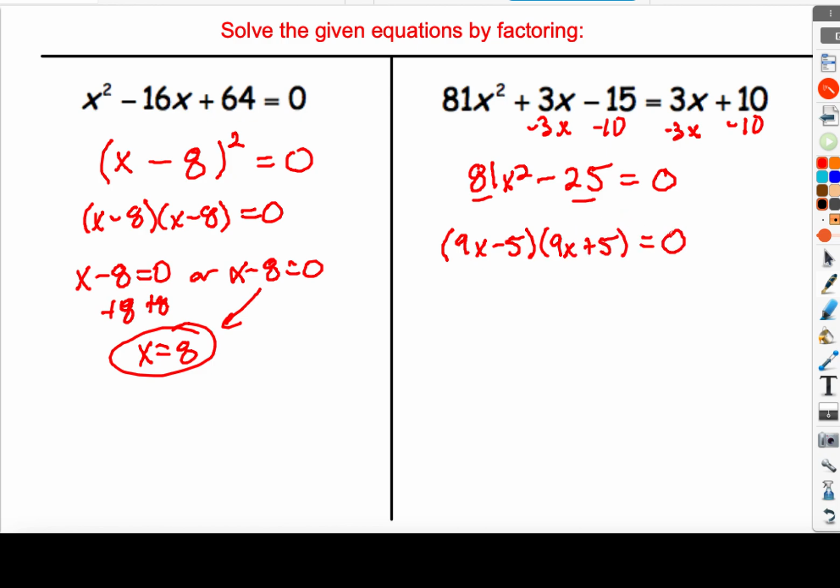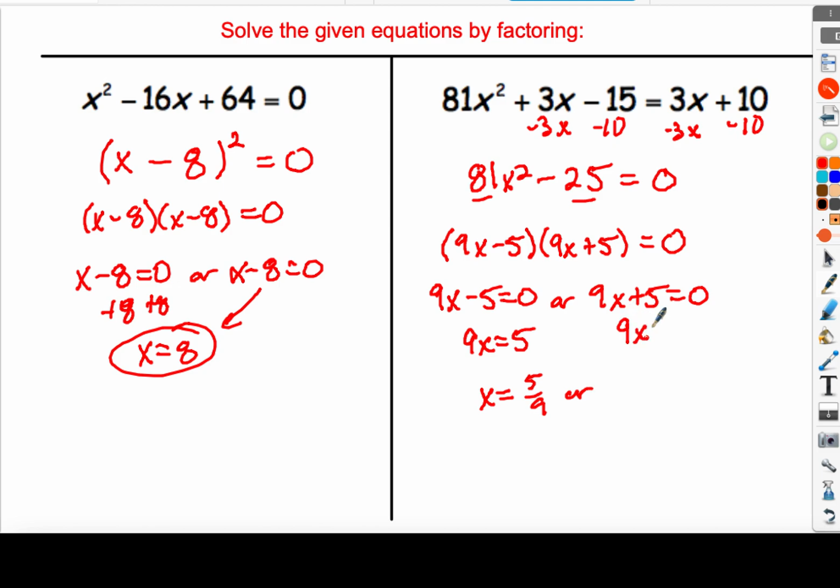That should factor perfectly. No middle term, which again means it's that difference of squares pattern. I'm going to use 9's and 5's to make that happen. So either 9x minus 5 equals 0 or 9x plus 5 equals 0. If I add 5 on each side of the first equation and divide by 9, I'll get 5/9. Notice it's plus 5 in the second, right? So I have to subtract 5 on both sides, and then again divide by 9. So it just so happens we get positive and negative 5/9.